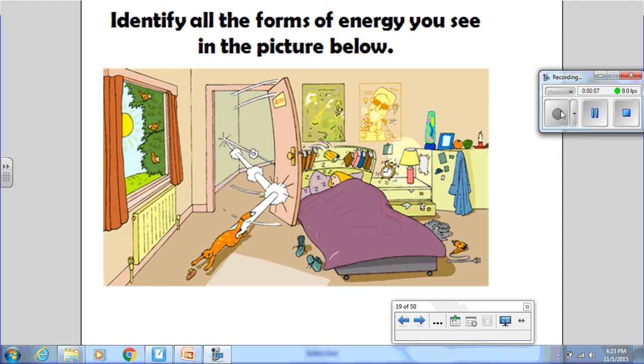I want you, before we get into our lesson and our notes, to take a look at this picture, and think about all of the different forms of energy that you see in this picture. I want you to think beyond just kinetic and potential energy, which are some forms that we've been talking about over the last week. Think about some other forms that may be represented in this picture. Take about 30 seconds.